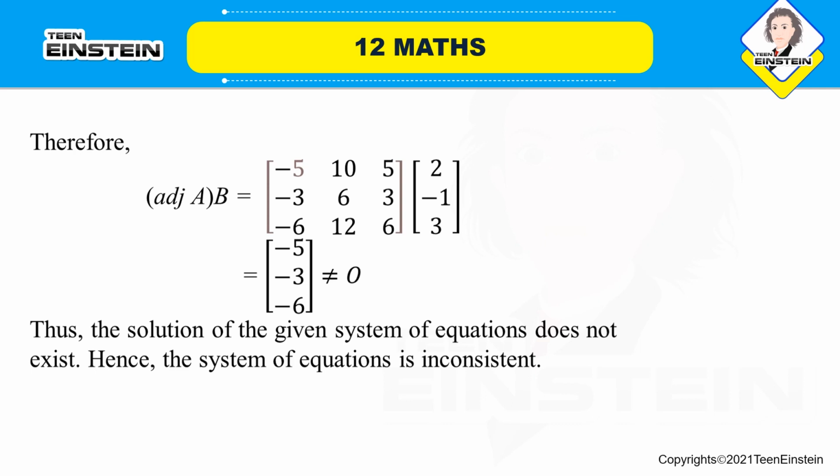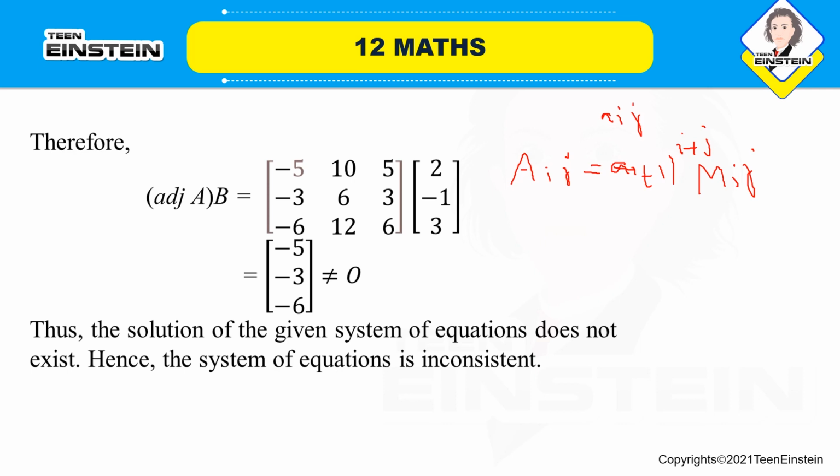What is the definition of adjoint A? Adjoint A is the transpose of the cofactor matrix. What is the definition of cofactor? It is denoted by capital Aij. Capital Aij is equal to minus 1 whole to the power i plus j into the corresponding minor Mij.